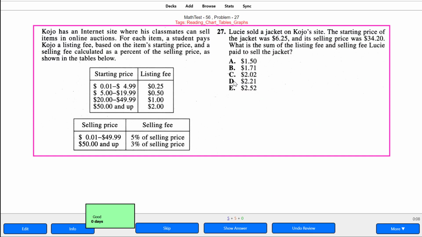Problem 27 is a little complicated problem. We've got a student, I'm going to call him student K, who has an internet site. He makes money off people 2 ways. He charges them a listing fee, and then he also charges them a selling fee. Now we take student Lucy. She sells a jacket on student K's site. She has a starting price of $6.25 and then a final sale price of $34.20. How much does she end up paying student K?